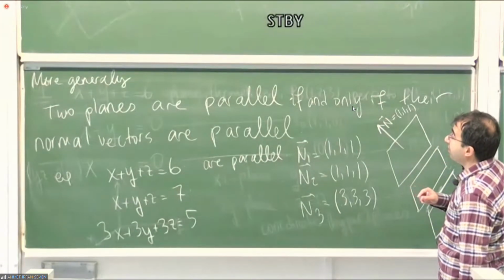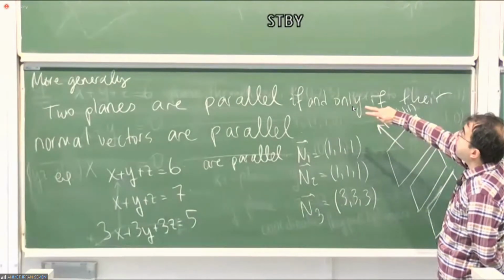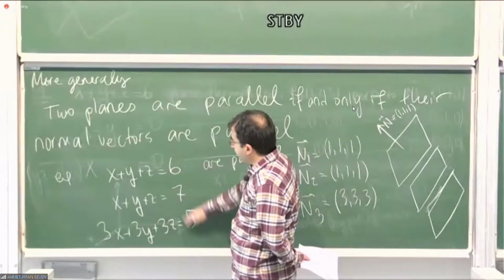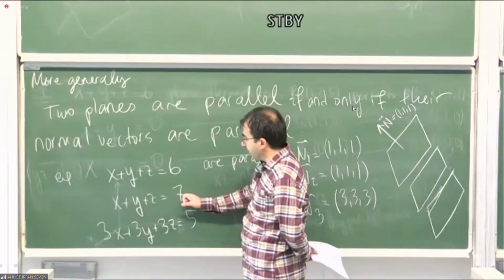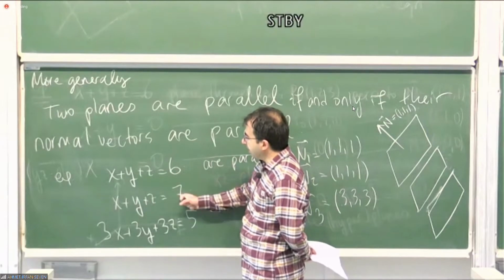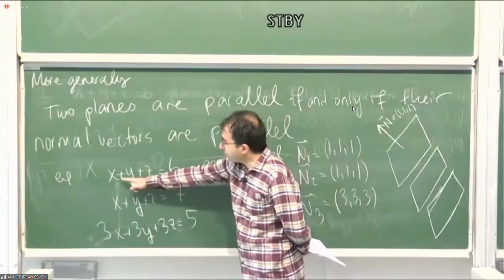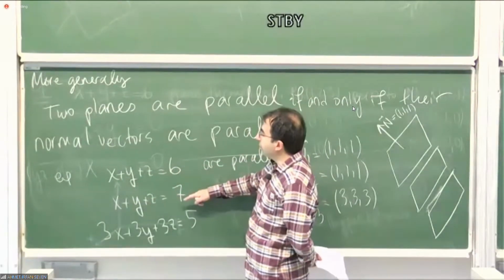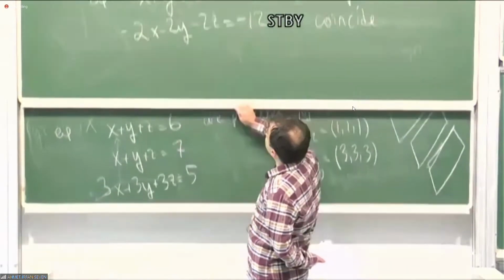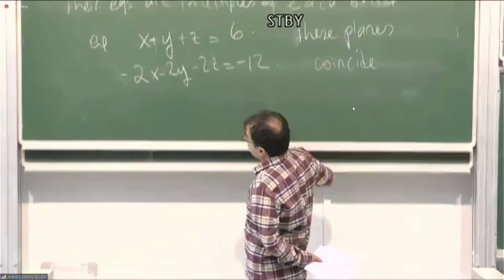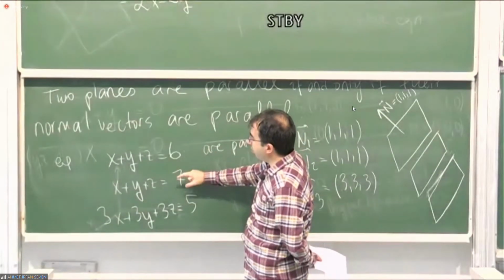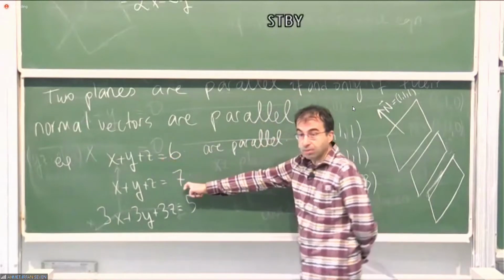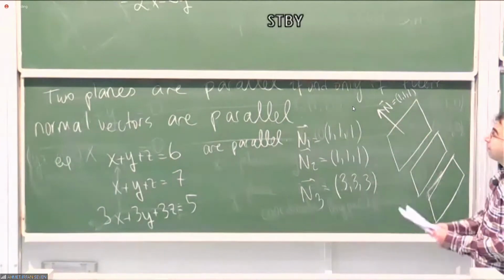Okay, so you see that these planes are parallel, but they do not coincide. For example, this plane and this plane are different, right? Because in the first one, x plus y plus z is equal to 6. In the next one, it is equal to 7. So they are different. And in terms of this remark, we cannot get these two equations from each other by multiplying. Whatever I multiply this equation by, on both sides, I will not get this one.